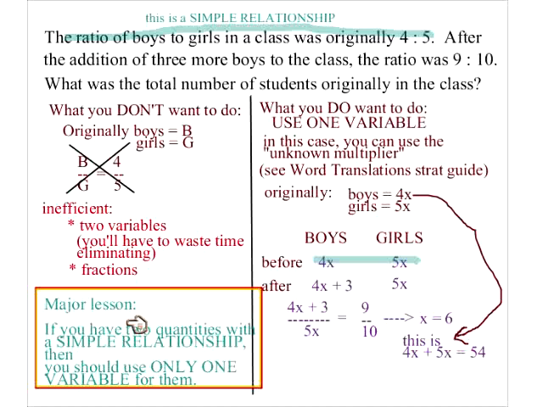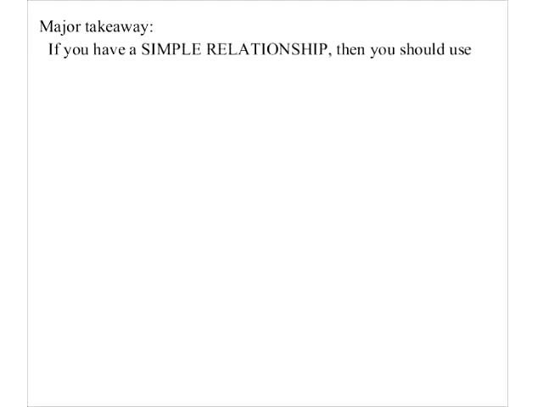So a little bit more on this topic. Remember the major takeaway here, let's go ahead and reiterate what that is. The major takeaway is, if you have a simple relationship, then you should use one variable. So here are some examples of this, and I'll have you guys respond to this in the text box.